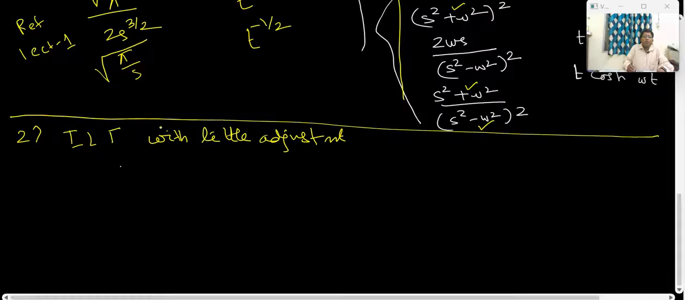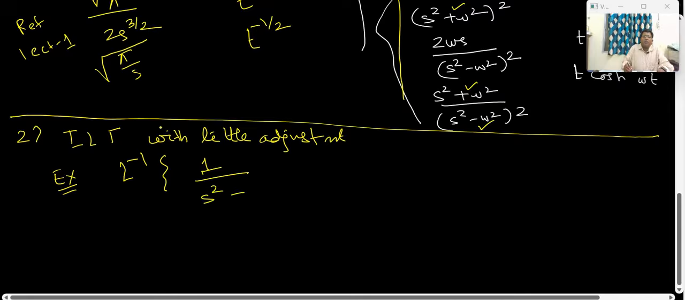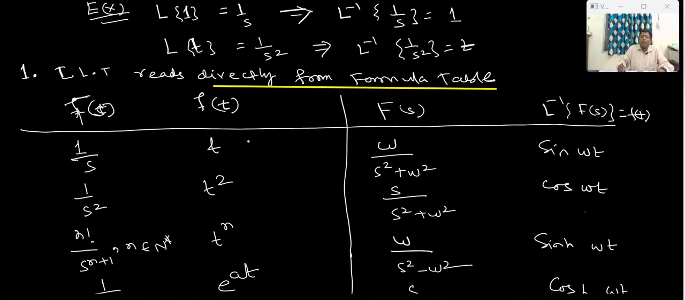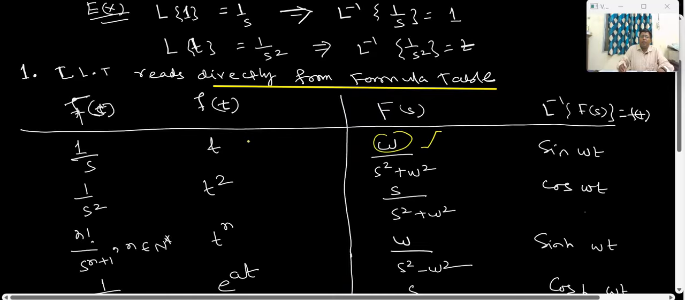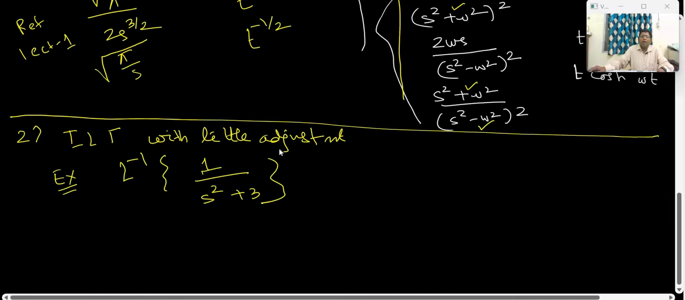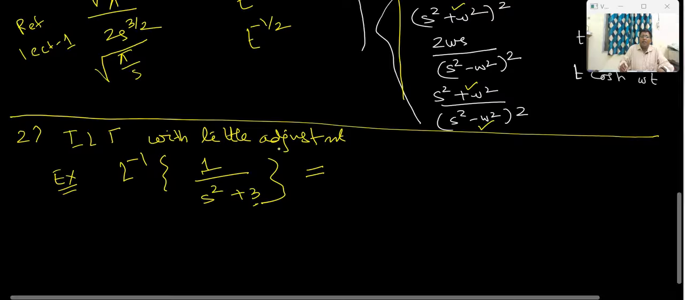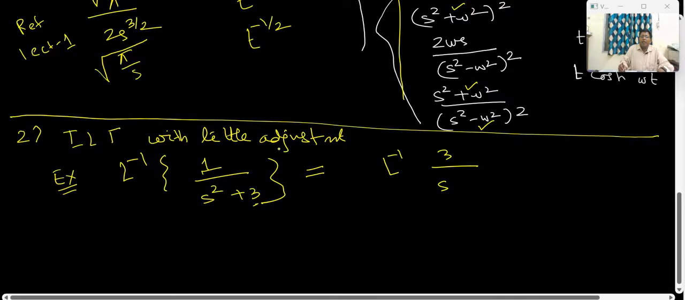Suppose I ask you, what is L inverse of, for example, 1 by s square plus 3? If you recall your sine omega t, here we need omega by s square plus omega square. So here omega is 3. We need L inverse of 3 by s square plus 3, so to get it adjusted, we divide by 3 here.